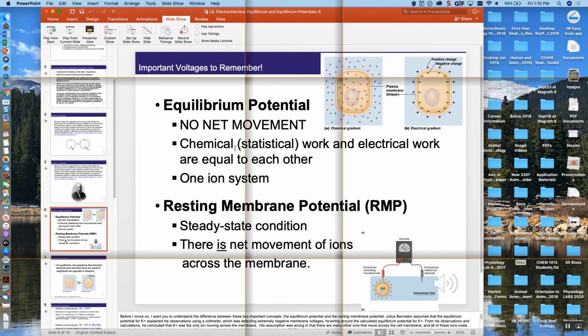Now what this is really is a balance of two forces. If the resting membrane potential was sitting right at the equilibrium potential for sodium, the electrical work would equal the chemical work.